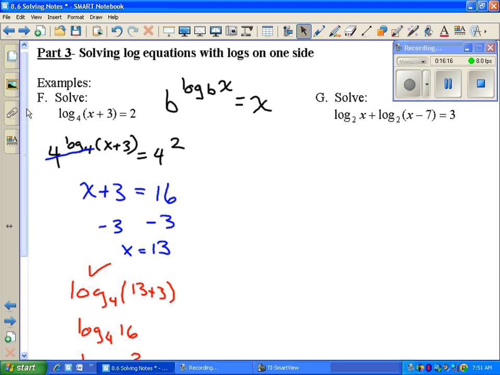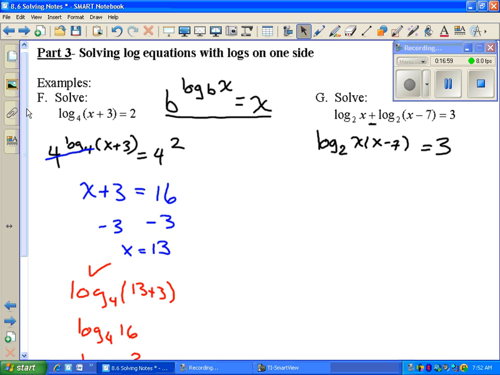Let's look at letter G. Okay, I have log base 2 of x plus log base 2 of x minus 7 is equal to 3. Well, before I can throw an exponent at this and use this rule that I have up here, I want to condense this. So to condense this, I'm going to say log base 2 of, and whenever I'm adding, remember addition does become multiplication. So log base 2 of x times x minus 7 is my new left side. Log base 2 of x times x minus 7 is equal to 3.